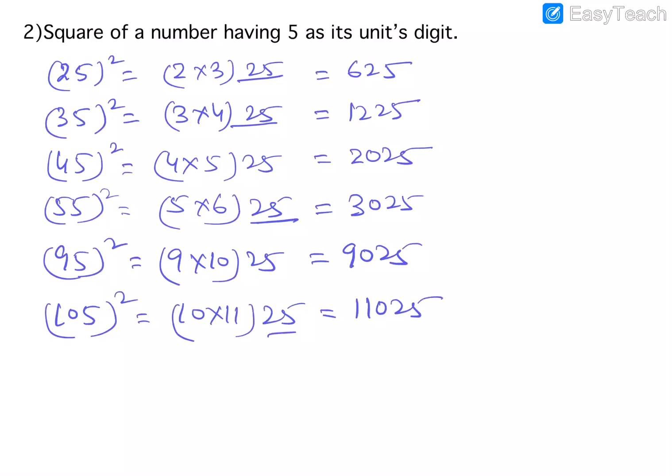This is 3, then we have to write 3 into 4, which is 12, and 25. 4 into 5, that means n into n plus 1, that is 4 into 5, which is 20, and 25. 5 into 6 is 30 and 25. 10 into 11, this is 110 and 25. In this way we can calculate the squares of such numbers in no time.